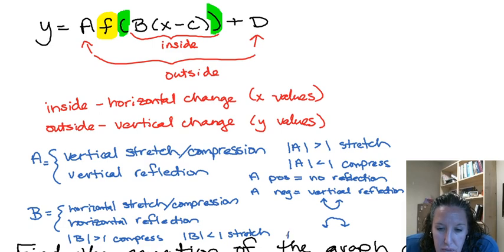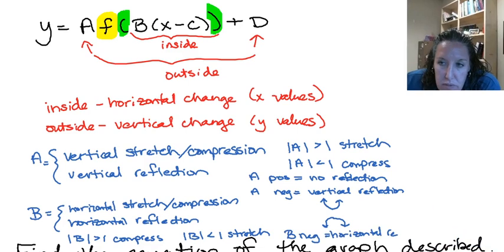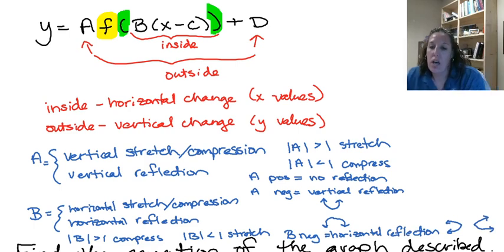And then if b is a negative number, we will have a horizontal reflection. That's going to be where we end up with something reflecting across the y-axis. We're going to get that reflection horizontally, like pages in a book.